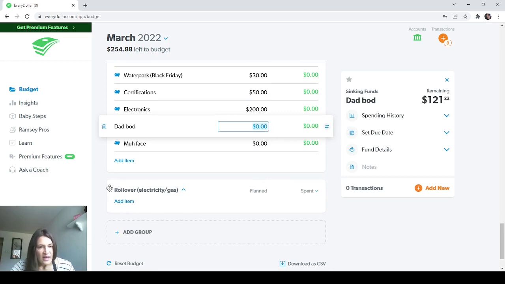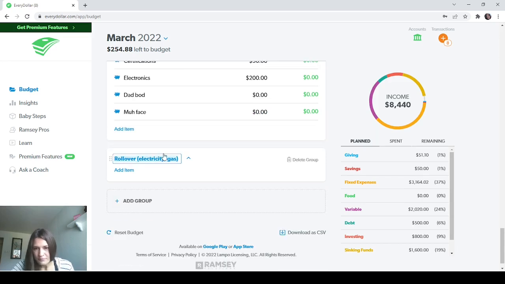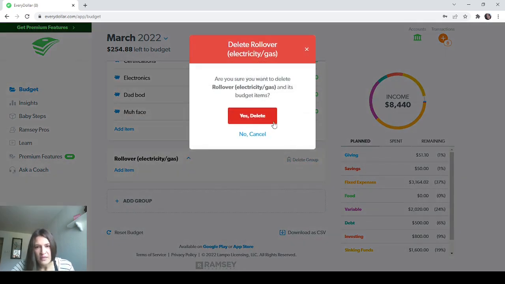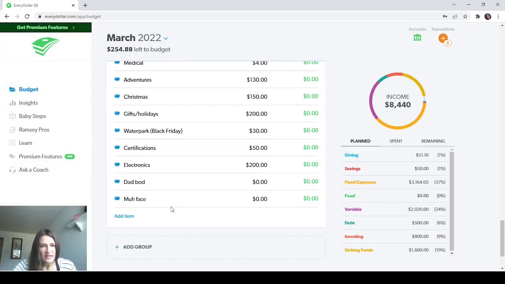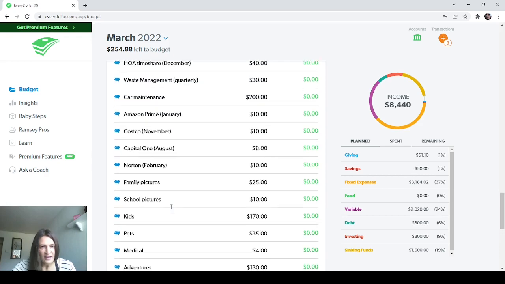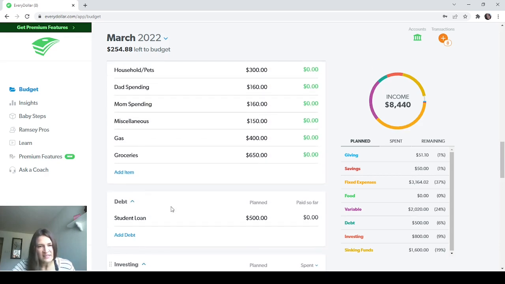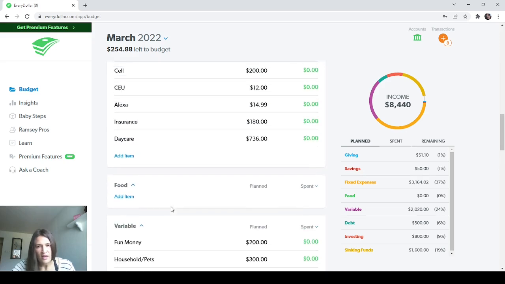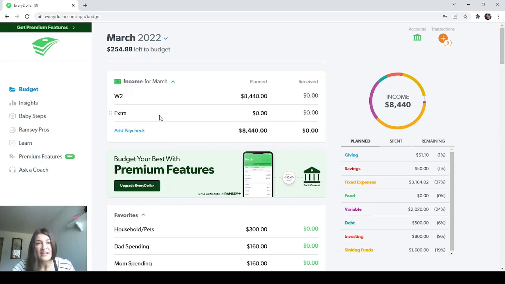Okay, and I'm going to just delete this. Let me see. Oh, there we go, delete group. Okay, yes, I want to delete that. And I think that is everything. I really think it's that simple. This is awesome because it copies everything from the previous month. That is our March budget.